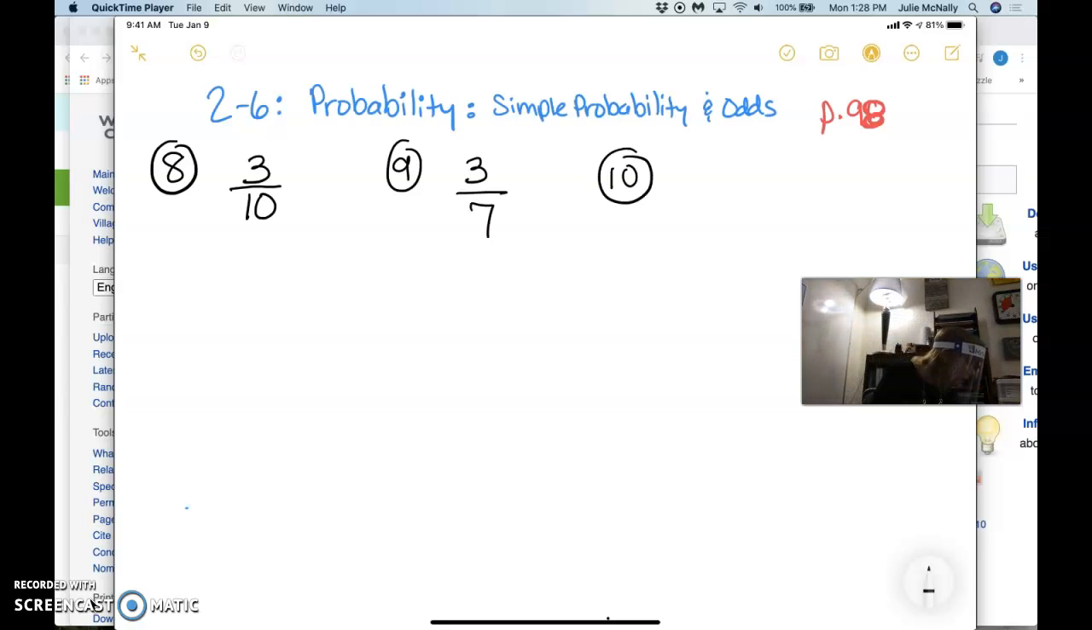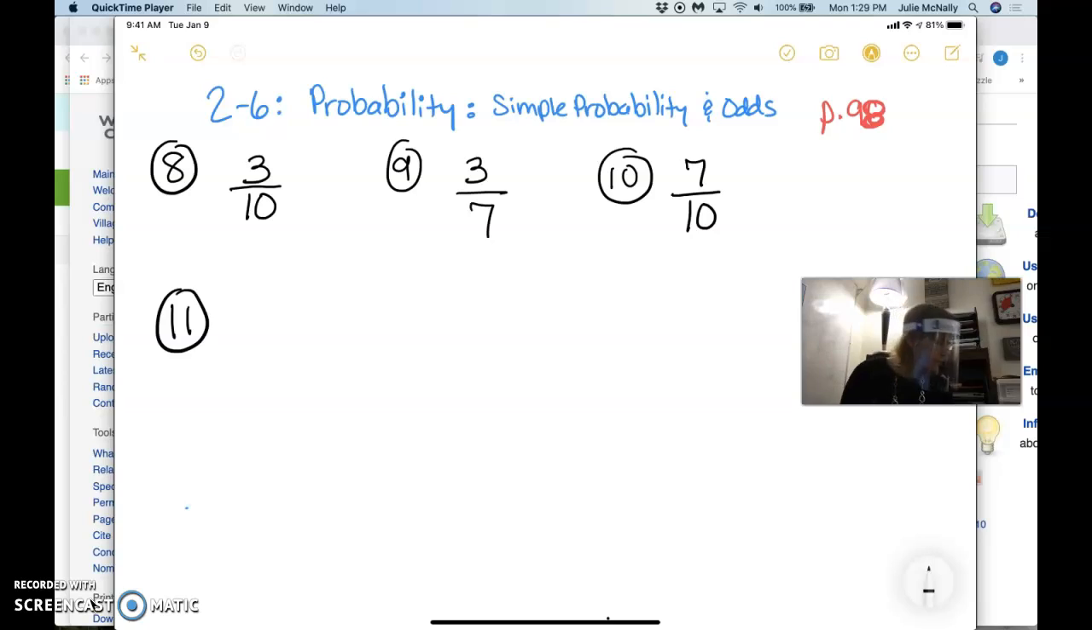Number 10, an odd number or blue. When it says or, that means we're going to count the odd numbers and the blues and add them together. So how many odd numbers are there? 5. And how many blues are there? 2. So 5 plus 2 is? 7. 7 out of total? 10. Good. So we just took the number of odd numbers and the number of blues and added them together. So your chance of spinning odd or blue is 7 out of 10.